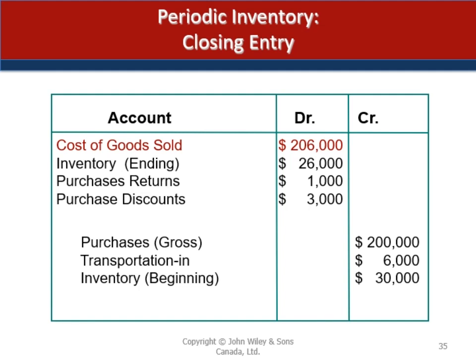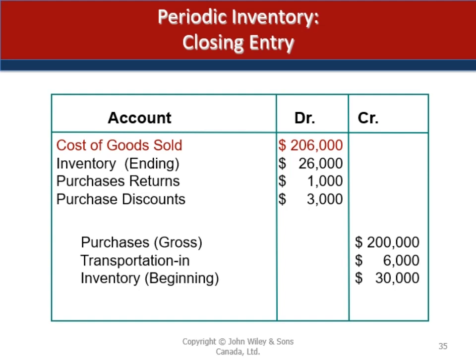When we originally recorded the purchases, we would have debited purchases and credited cash or accounts payable. Transportation in, we also reduce that for the same reason as we reduce purchases with the credit. And purchase returns and discounts.